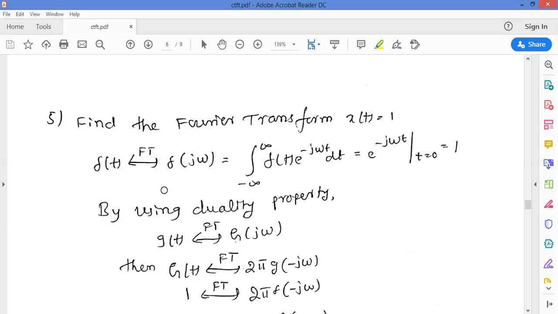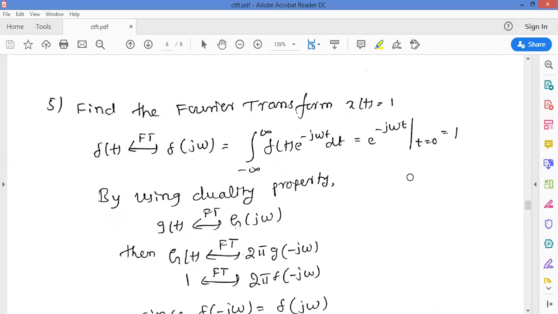So, what we know is delta of t Fourier transforms to delta of j omega, as you already know. So that is equal to the integral from minus infinity to plus infinity of delta of t e power minus j omega t dt. When t becomes equal to 0, delta of t becomes 1, and e power minus j omega t will become 1. Therefore, you are going to have e power minus j omega t when t equals 0. This will become equal to 1. So, delta of t Fourier transforms into 1.